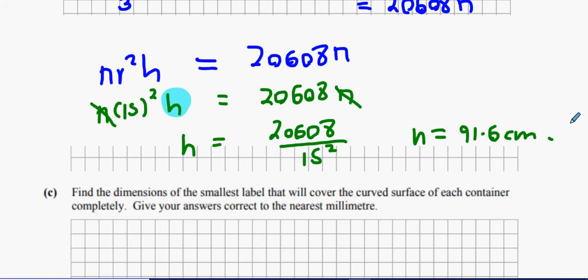Okay, here you go. Find the dimensions of the smallest label that will cover the curved surface area of each container completely. Only the curved surface area. So if you had a Coke can, you're only talking about the red parts along the edges, okay? Now, what's the curved surface area of the cylinder? There's a formula directly underneath it. 2πrh. Now, it also says find the dimensions. So what are the dimensions?